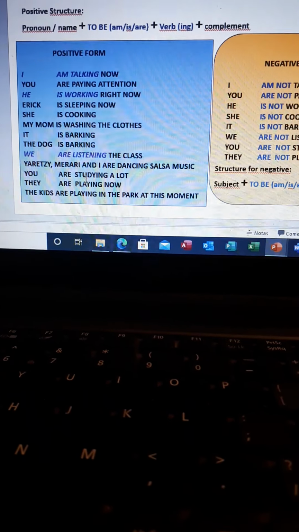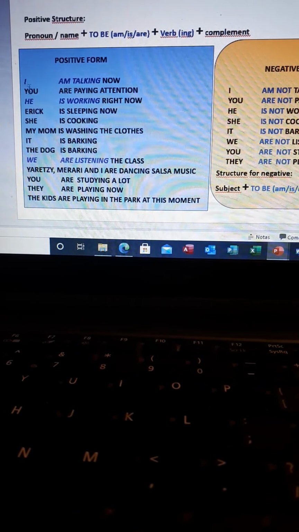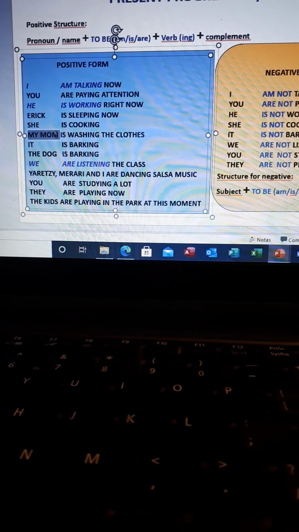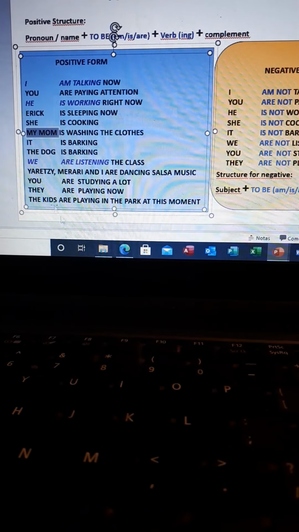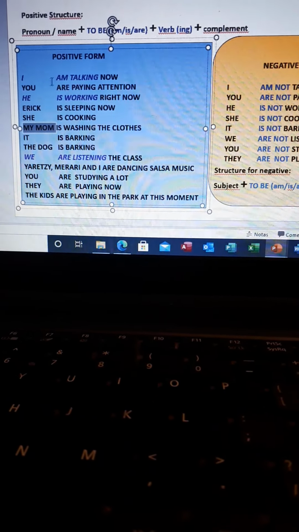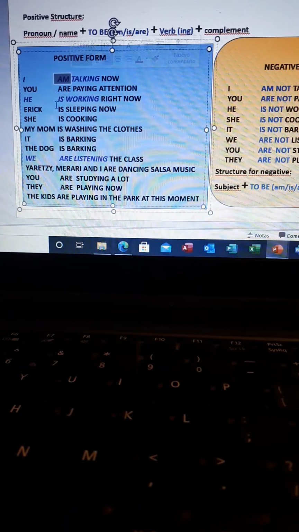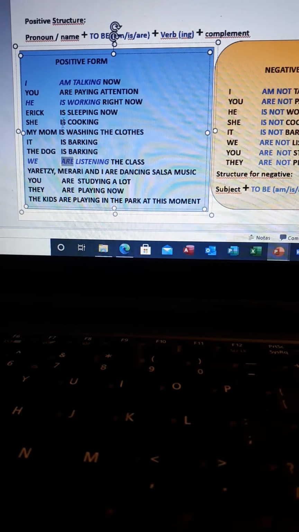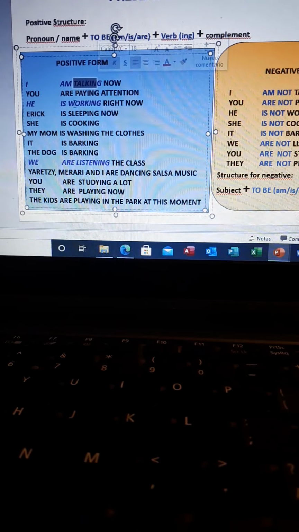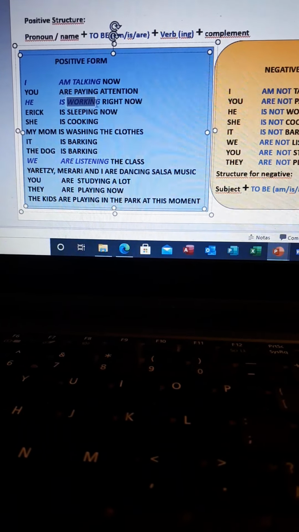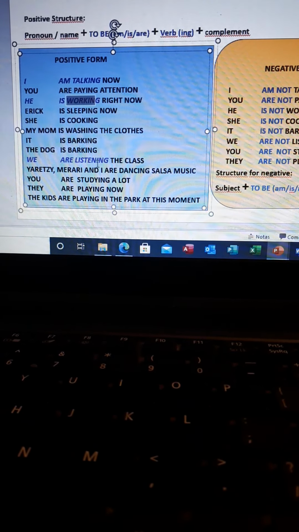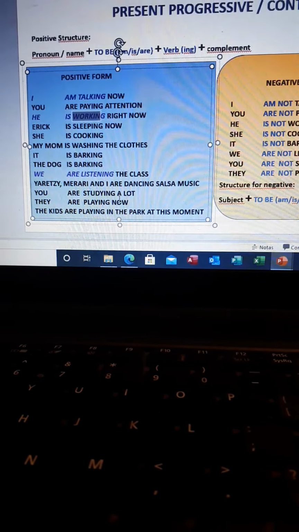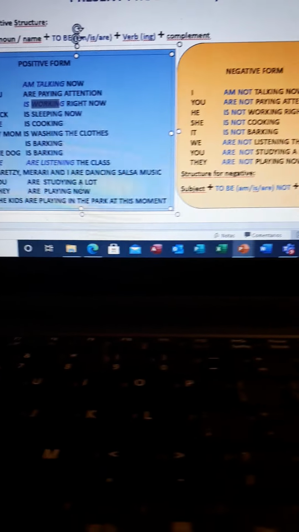So this is the positive form. Remember, we have the pronoun, or we have the name, or we have the subject, singular or plural. Second step, am, is, or are. Third step, the action: talking, paying, working, sleeping, cooking, washing, barking, listening, dancing, studying, playing, etc. Now, as we have positive, we have negative.